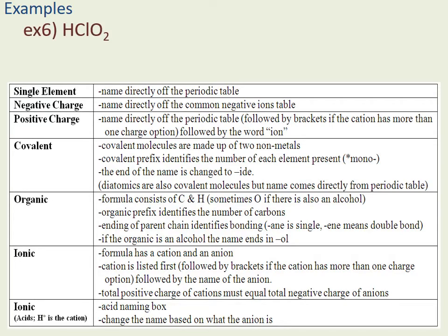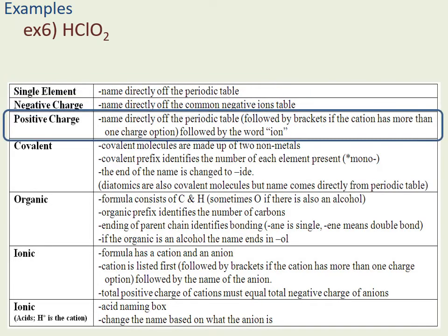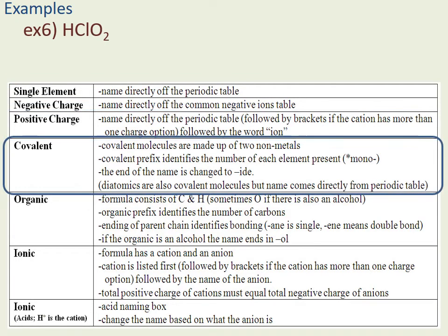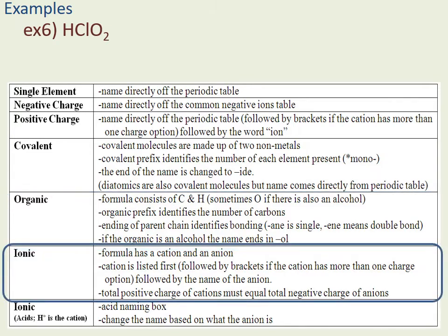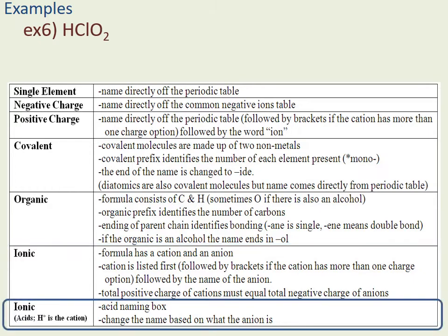Example 6, HClO2. We don't have an element all by itself. There are no charges, so it can't be a negative or positive charge. It can't be covalent because I have more than two elements in the formula. It can't be organic because I don't have carbon. So it has to be an ionic. And I have H plus on the front, so that makes it an acid.